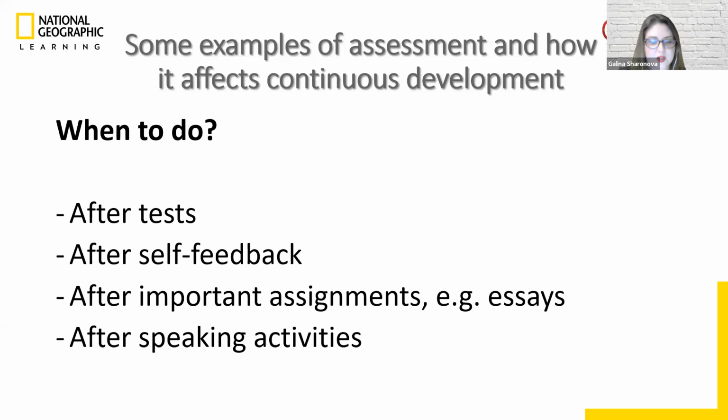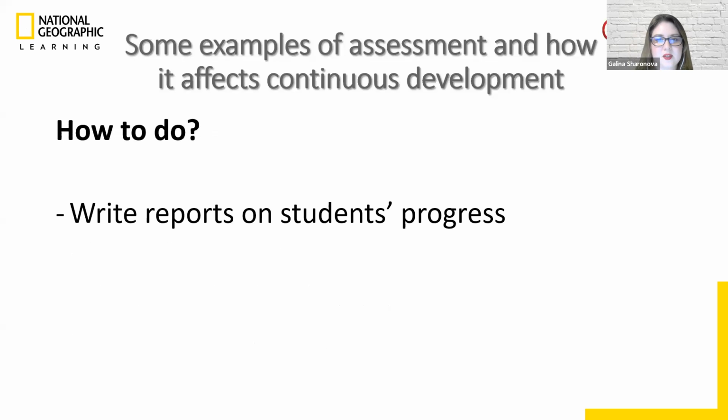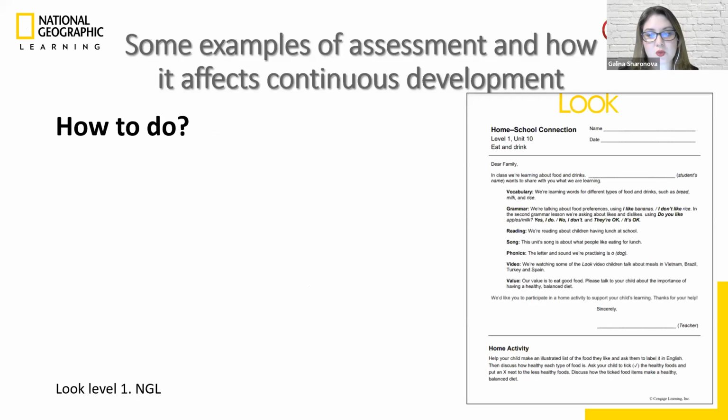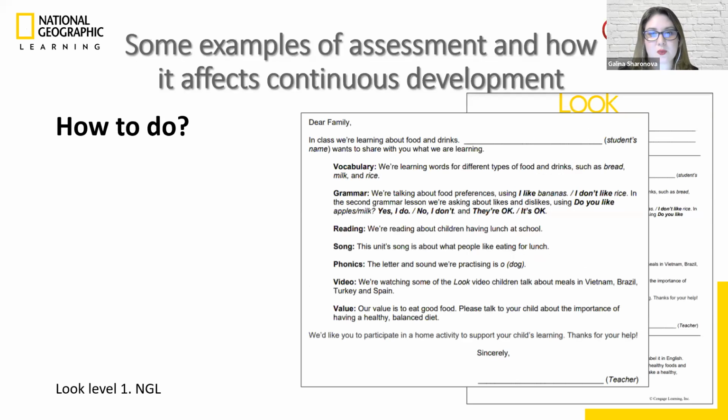And how can we do it? We can either write reports on students' progress, or maybe we can organize a feedback session. Maybe it can be a feedback session for the whole group, and you may discuss some common themes or common issues. Or you can do it individually, write reports and share these reports with the students or their parents. With young learners, this can be home-school letters, which are also editable, so you can add information. With teenagers, you can organize some feedback sessions.